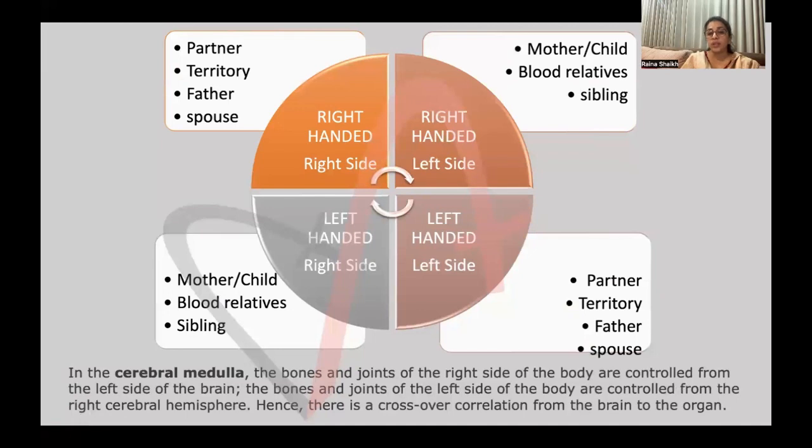If the same person has come with left-sided complaints, then you have to ask him about his relationships or about the responsibilities towards the mother, child, siblings, blood relations.